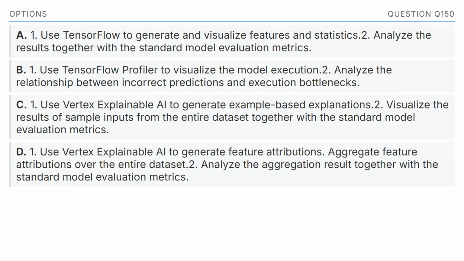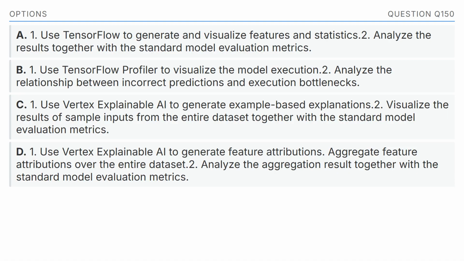The options are: Option A, 1. Use TensorFlow to generate and visualize features and statistics. Point 2. Analyze the results together with the standard model evaluation metrics. Option B, 1. Use TensorFlow Profiler to visualize the model execution. Point 2. Analyze the relationship between incorrect predictions and execution bottlenecks. Option C, 1. Use Vertex Explainable AI to generate example-based explanations. Point 2. Visualize the results of sample inputs from the entire dataset together with the standard model evaluation metrics.